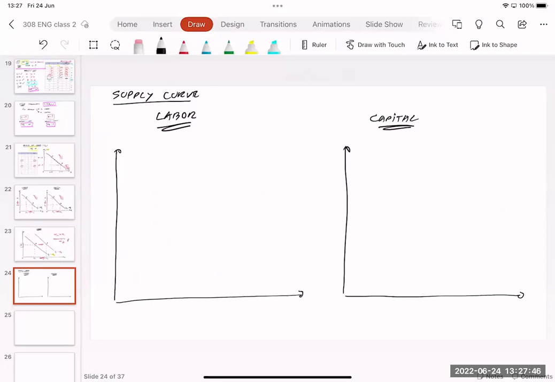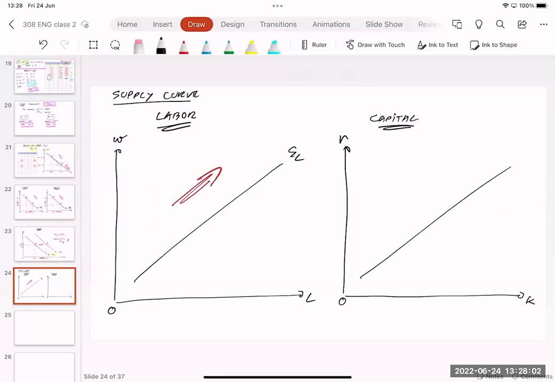This is L, this is K, and small r. For the supply curve, they're going to have a positive slope like this, going up to the right. This is supply for labor, this is supply for capital, going up to the right.